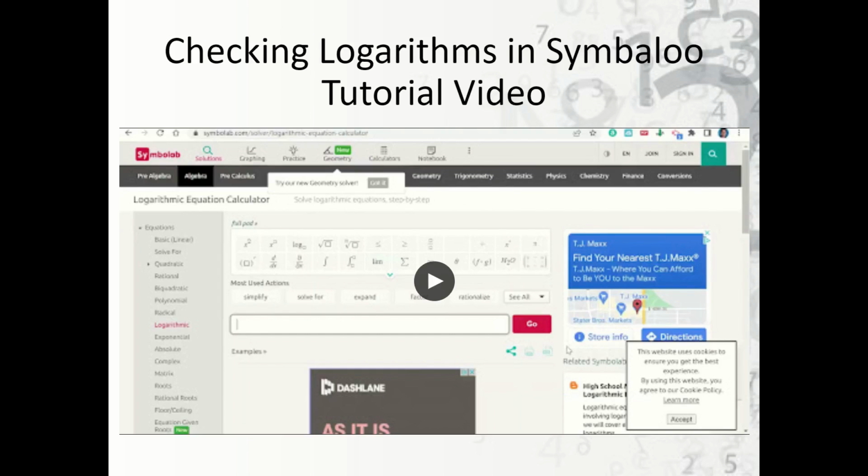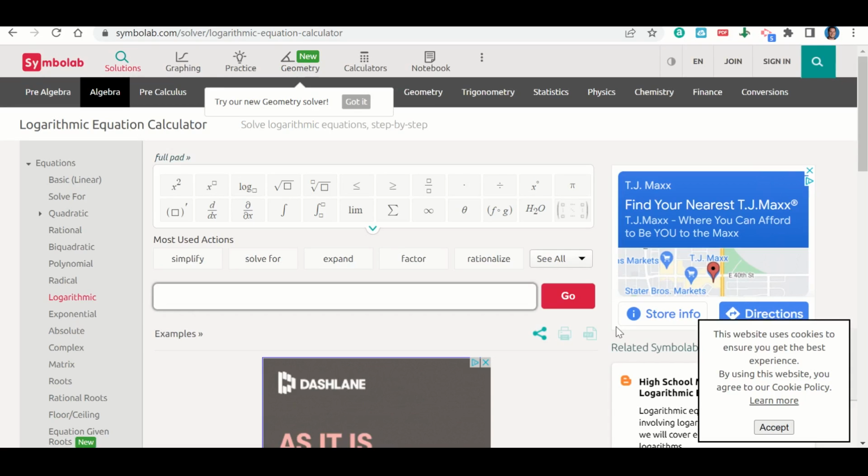Now there's a video here that shows you how you can check logarithms using Symbolab. So you can go ahead and watch this video. Let's talk now about how to use the logarithmic equation calculator to check your work when dealing with logarithms.